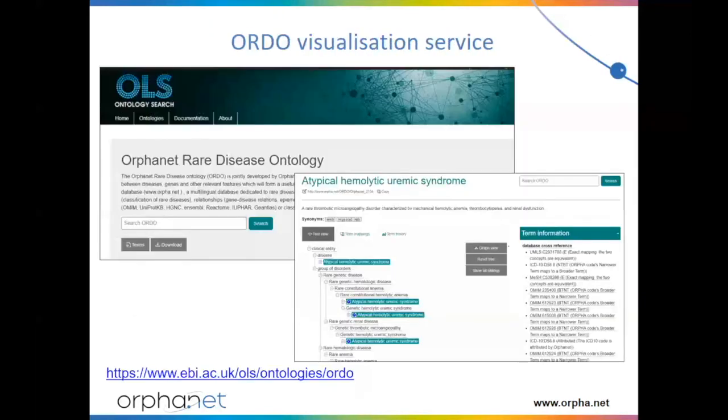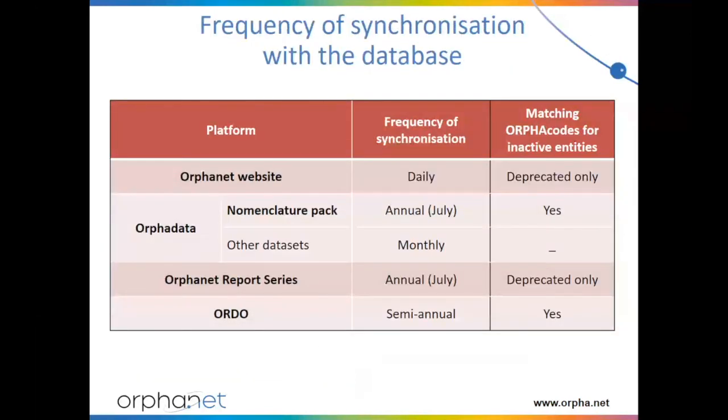Okay. All right. Here is a summary of the nomenclature dissemination tools provided by Orphanet. It is very important to keep in mind that these tools are synchronized with the database at different frequencies. For example, the nomenclature pack that is currently accessible online does not show the creation and updates that have been done in the database since last July.